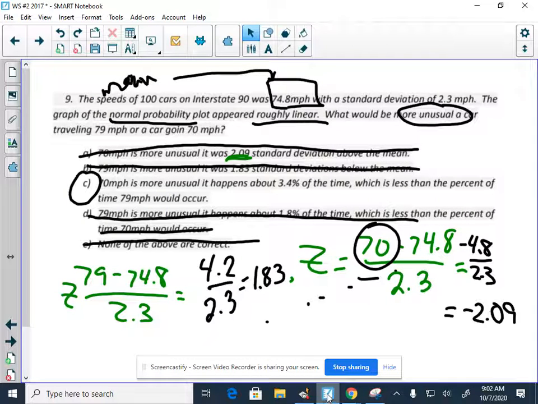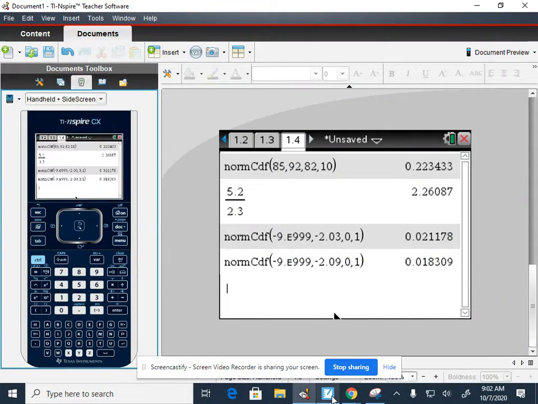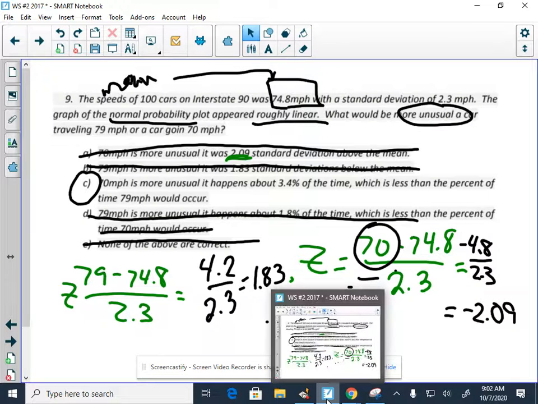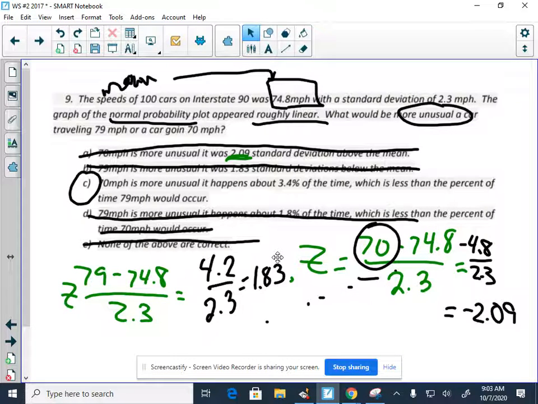Well, I feel like none of these are right now. I'm doing something wrong. 70 happens 3.4% of the time. That can't be right. What's the right answer? 70 is more unusual. This doesn't happen 3.4% of the time. This happens 1.8% of the time.